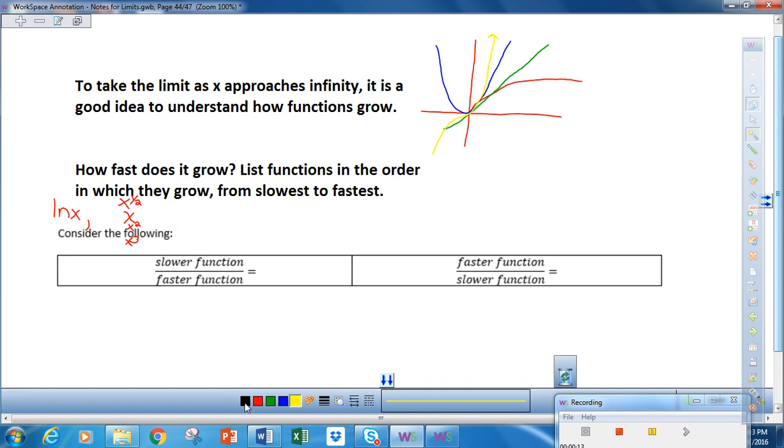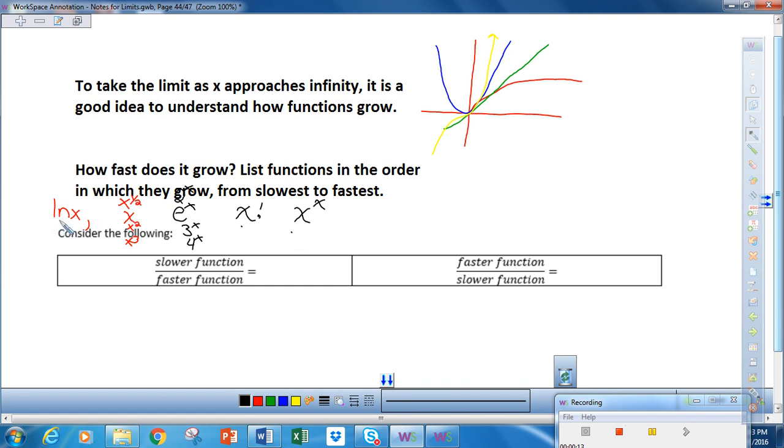Then after that, we have our e to the x, our exponentials. So e to the x grows faster than 2 to the x, because e is what, 2.8 something? But it grows slower than 3 to the x, which grows slower than 4 to the x, and so on and so forth. So our exponentials are next. Then the next thing are our factorials, which you will not see until you get to calculus BC. And then the fastest growing is x to the x, which again, you see these two mostly in BC.